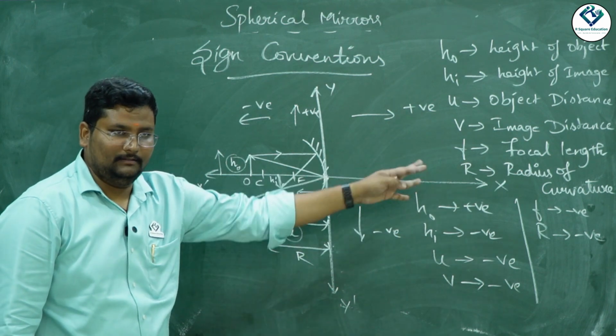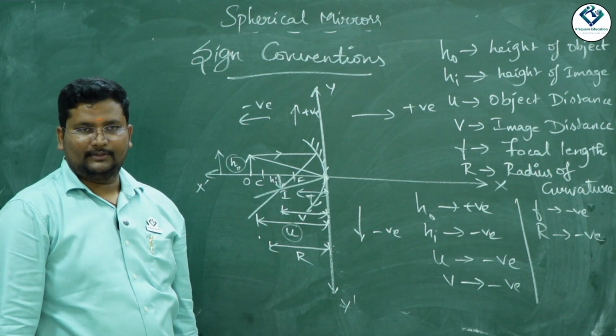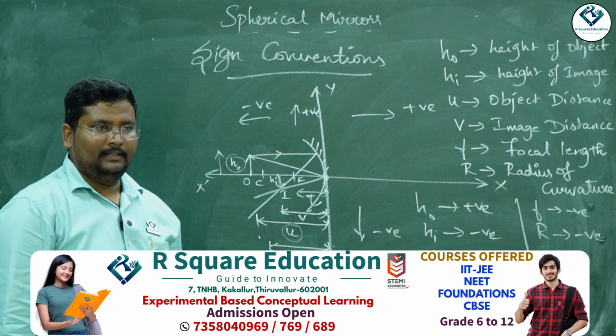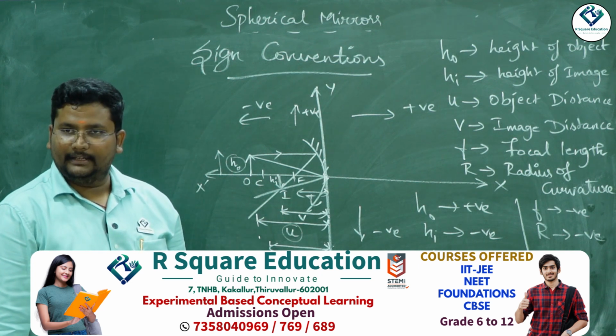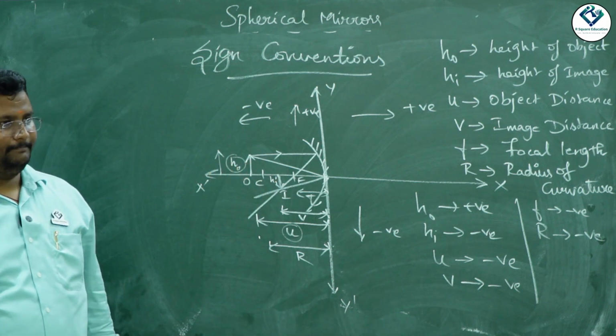Okay. Suppose it is going to be convex, the parameters are the same, but the sign conventions will vary. Because in that case, the image will be formed at a virtual focus. So the focal length will be positive. Radius of curvature will be positive. If it is an erect image, then the height of the image will also be positive. Yes or no? Right? So that is how the sign conventions work out.